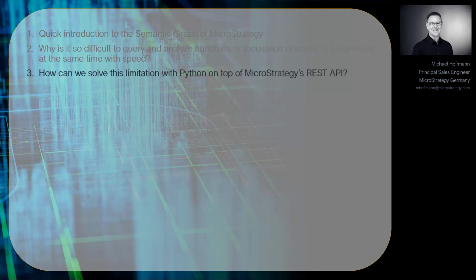Okay, the answer is we can do this by using a new product component of MicroStrategy. MicroStrategy now has Python embedded. So in MicroStrategy Workstation, you can run Python code directly against MicroStrategy's REST API. This makes it easy to work directly against the semantic graph. And the REST API provides all the functionality you need to work with any kind of object in the semantic graph. So you can query single objects, you can query dependencies between objects, and all this can be done using Python.